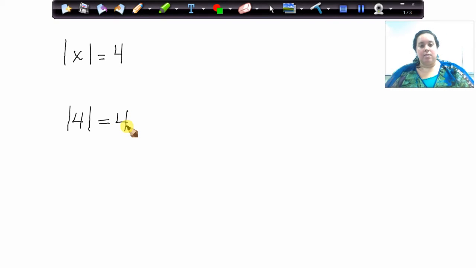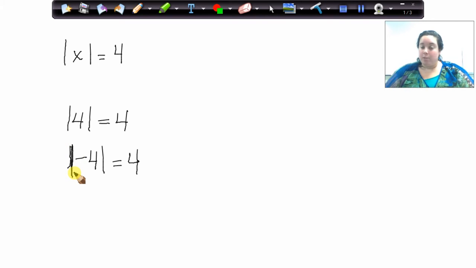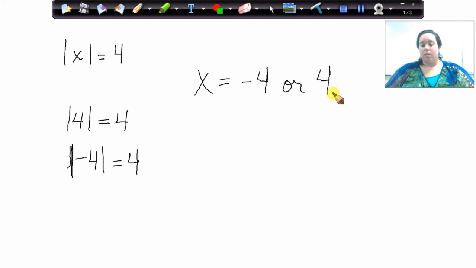What about anything else? The absolute value of negative 4 is also 4. Are there any other numbers that when we take their absolute value we get 4? No, that's it. So x has to be either negative 4 or 4. Okay. We have two options, and this is how absolute values work in general.